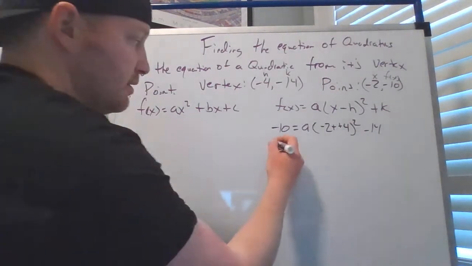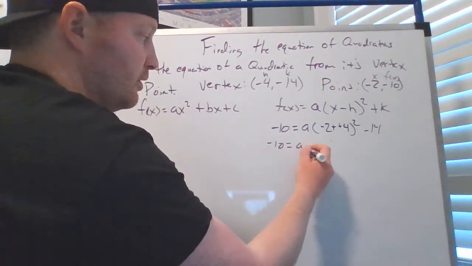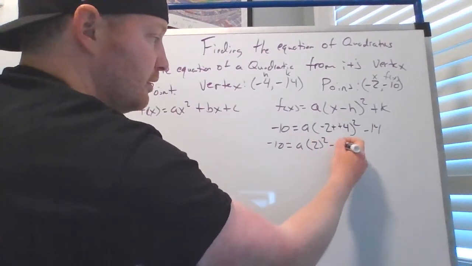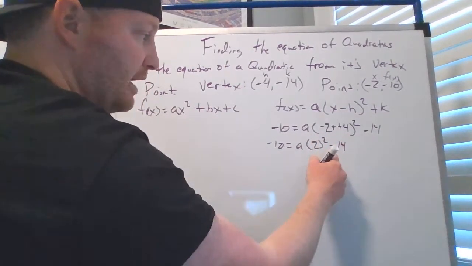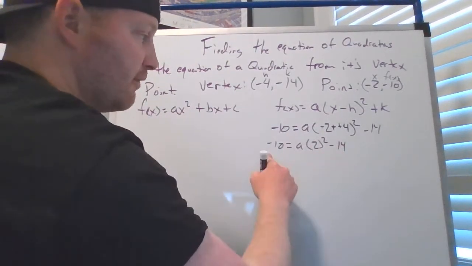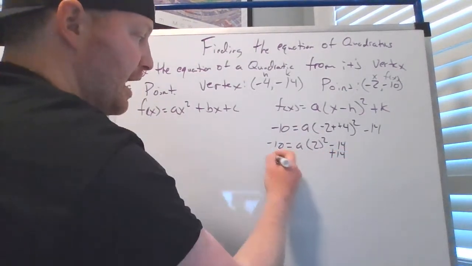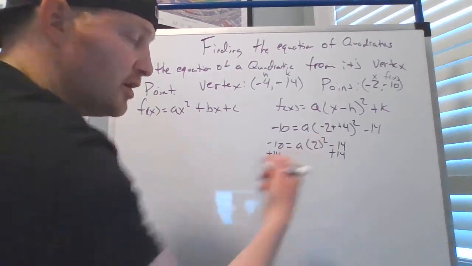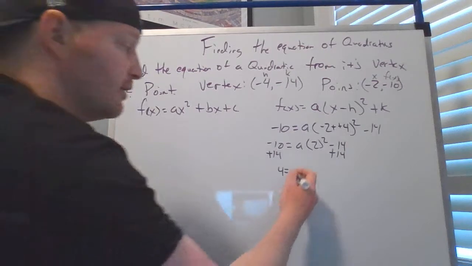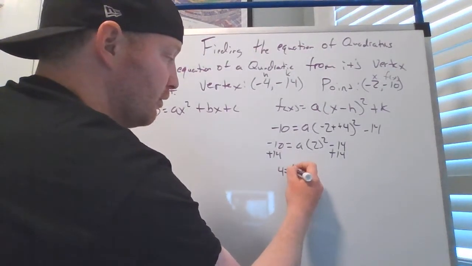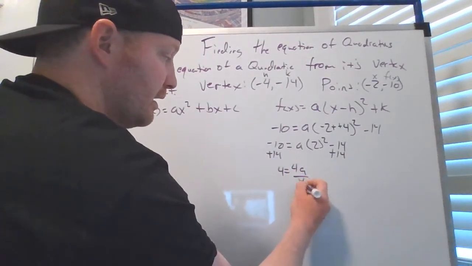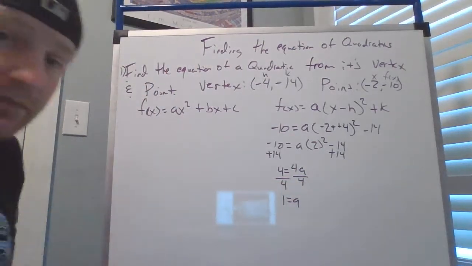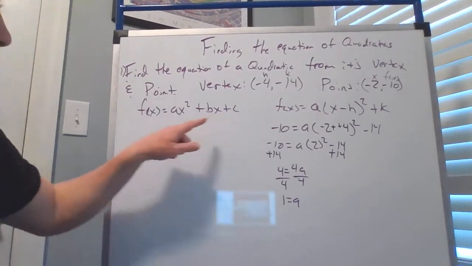Now I just carry out the work step by step. Negative 10 equals a times negative 2 plus 4 is 2 squared, minus 14. I can go ahead and speed things up a little bit and bring this over to the like terms. I'm going to add 14 to both sides, and I get 4 equals 2 squared is 4. I always put the number in front of the letter. So now this says 4 equals 4a. Solve for a. Here we go. 1 equals a.